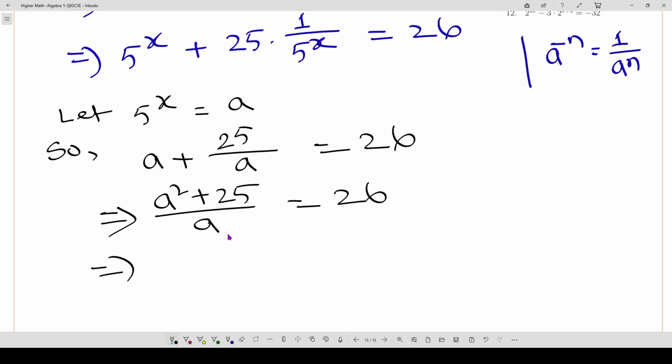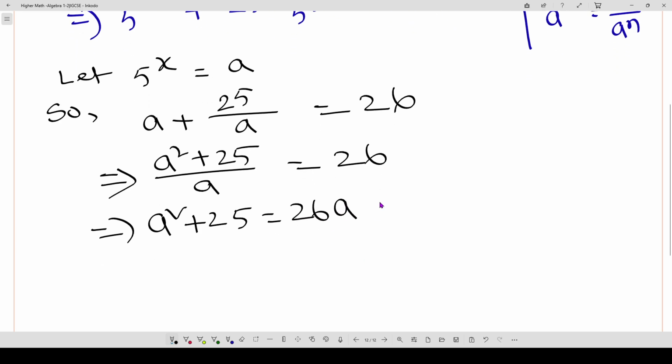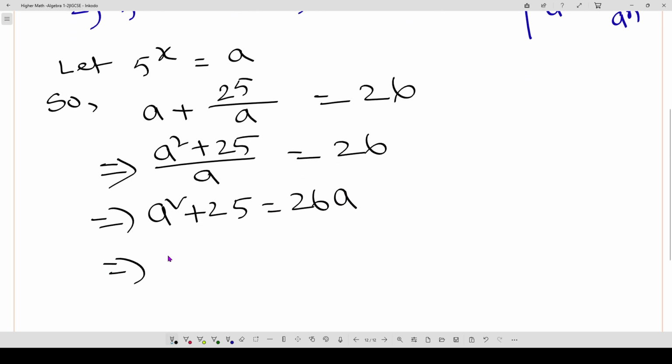Now we can cross multiply. So a square plus 25 equals 26a. All right. Now here is a square. We can subtract both sides by 26a. So a square minus 26a plus 25 equals 0. So now we are going to factorize this one.